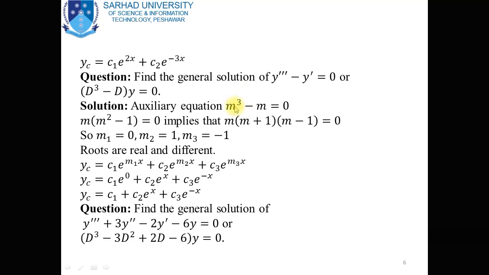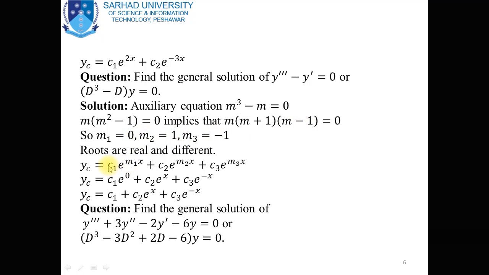Now to find the roots m for this algebraic equation, taking m common, m into m square minus 1. This implies m into, using the formula a square minus b square, which can be written as a plus b into a minus b. So m into m plus 1 into m minus 1 is equal to 0. Now this expression gives m1 is equal to 0, m2 is equal to 1, and m3 is equal to minus 1. We have three roots: m is equal to 0, m is equal to minus 1, and m is equal to plus 1. So there are three different real roots.